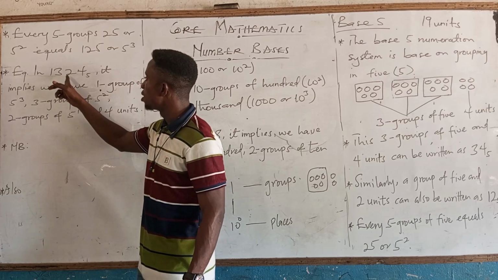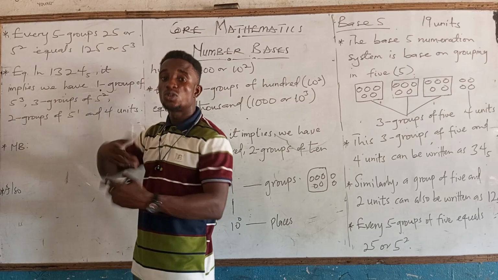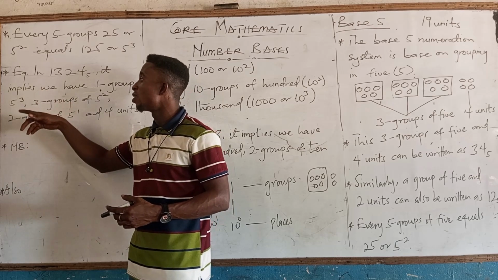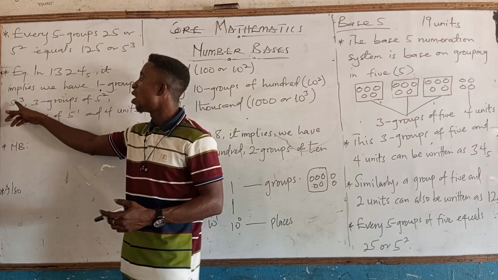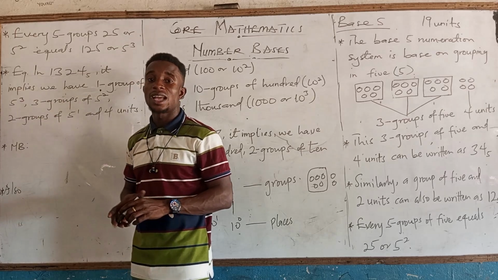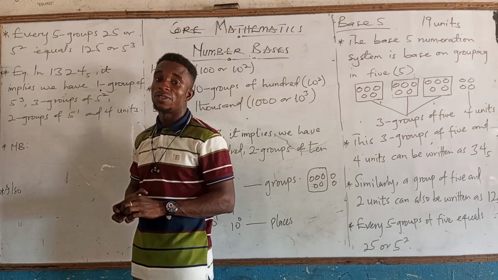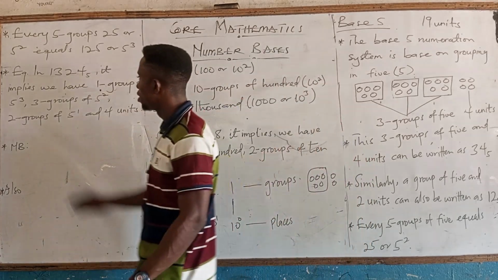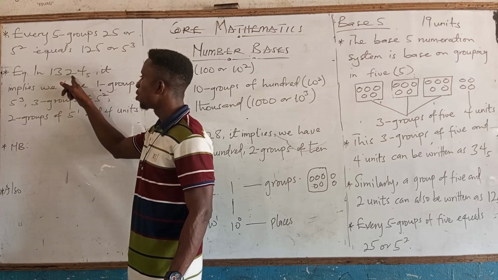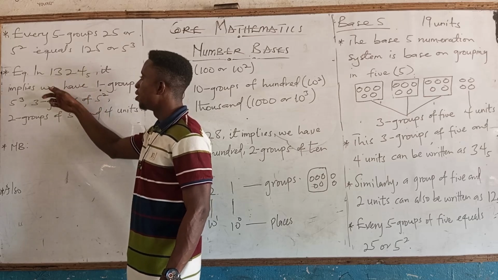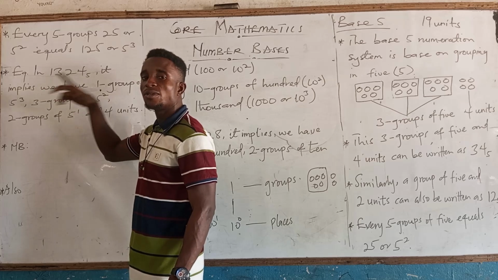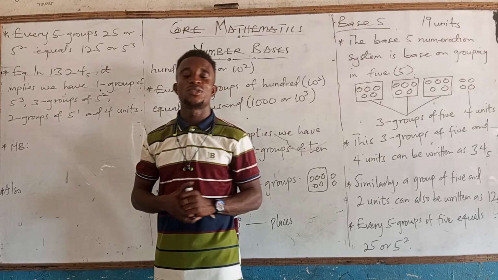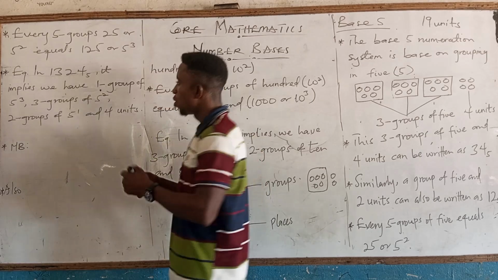Then I have 3 groups of what? 25s. 3 groups of 25s and 1 group of, oh sorry, 1 group of 5 exponent 3. That is 125. Please, are we getting that? So we have 4 units, 2 groups of 5, and also 3 groups of 25 and a group of 125.